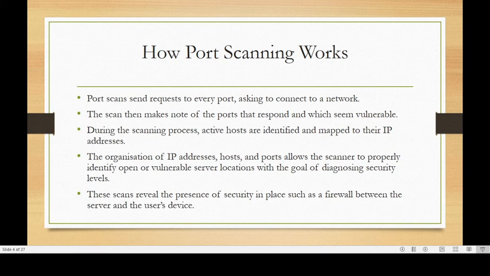0 to 1023 are well-known port numbers. 1024 to 49151 are registered port numbers. 49152 going upwards are dynamically assigned port numbers.